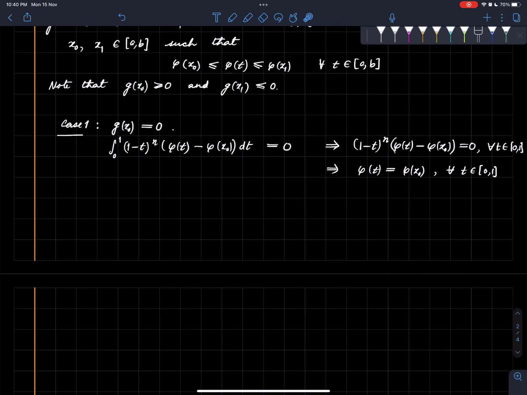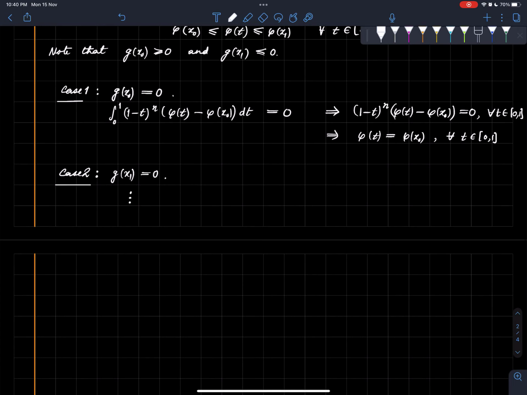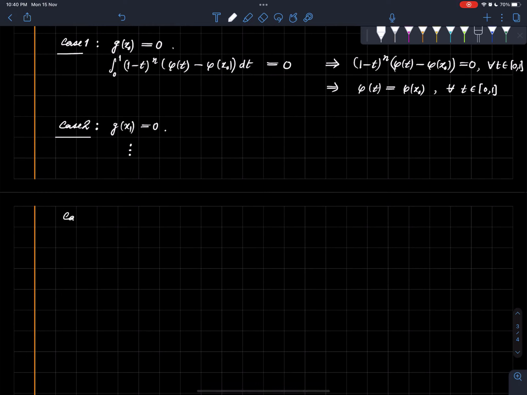So this is case 1. Similarly, case 2 is that g x1 is 0, and it's very, very similar, so I leave the details. Case 3 is that the previous two cases don't occur. So g x0 is non-zero and g x1 is non-zero.